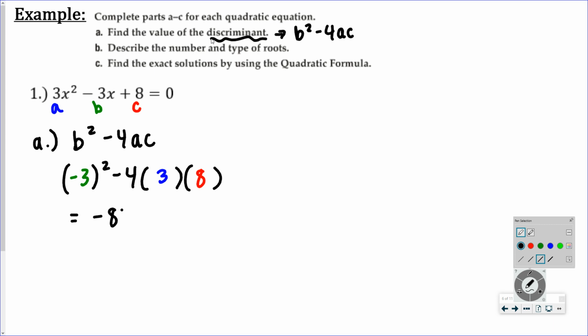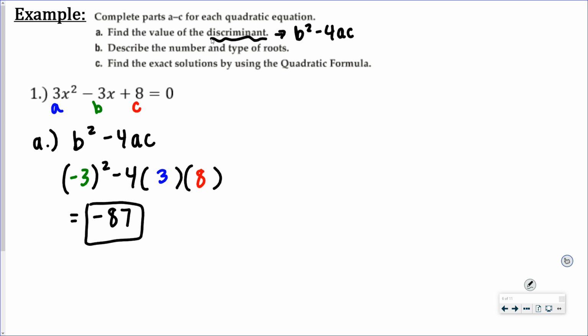Negative 87. Negative 87 is what I got. Okay, that's the discriminant. So what that tells me, and you can do this over here because in letter C we're going to solve it in a second, is when I do my quadratic formula, I'm going to get negative 87 underneath that radical, right? That's the piece that we're looking at, the discriminant.